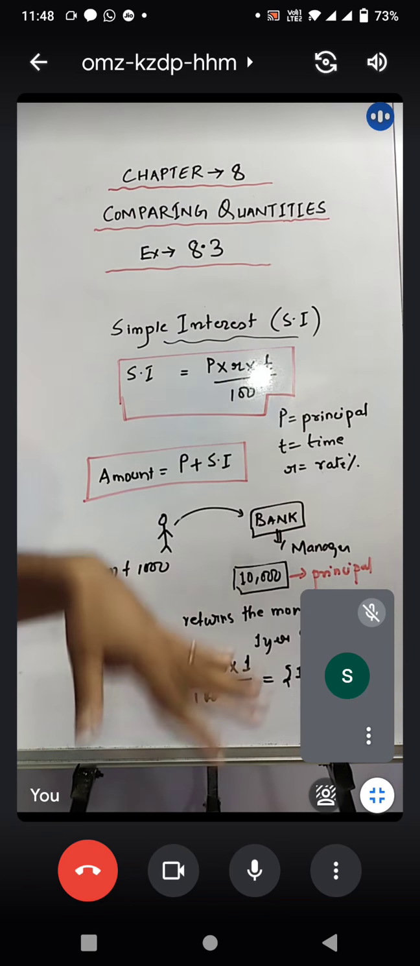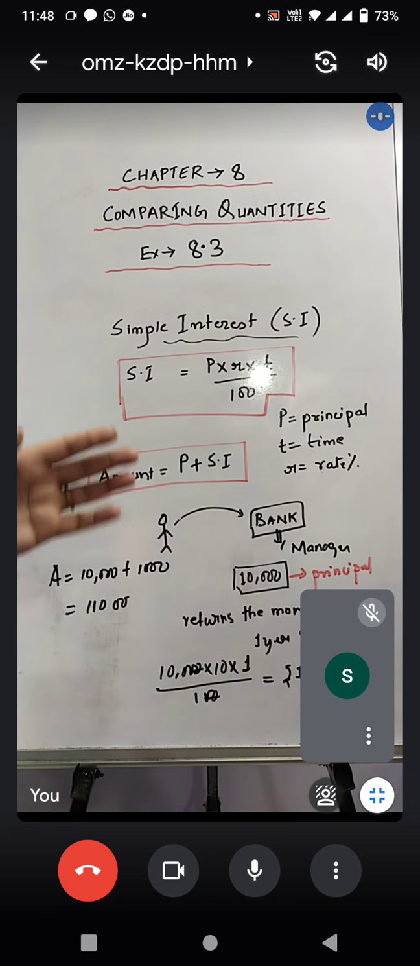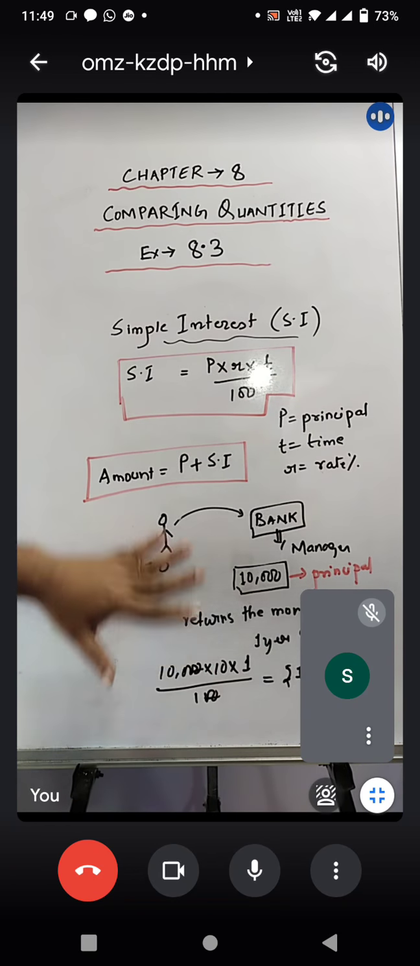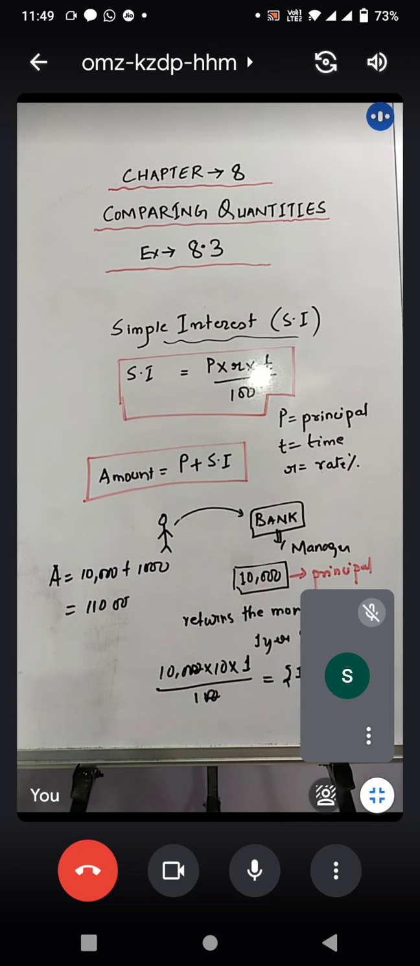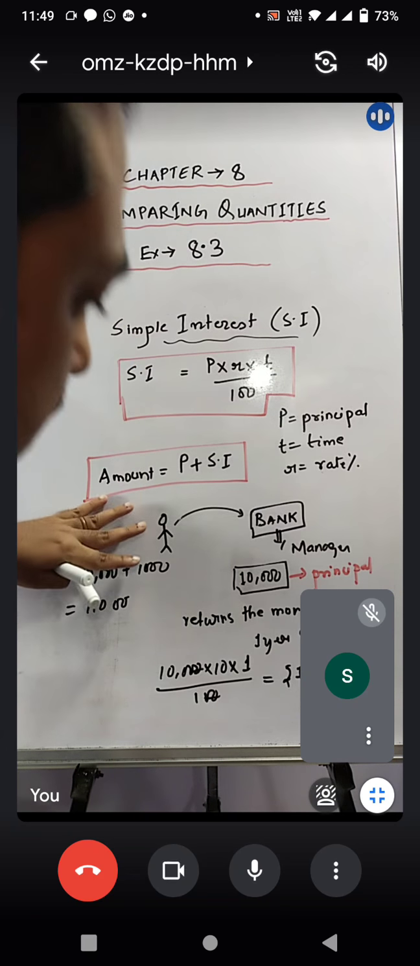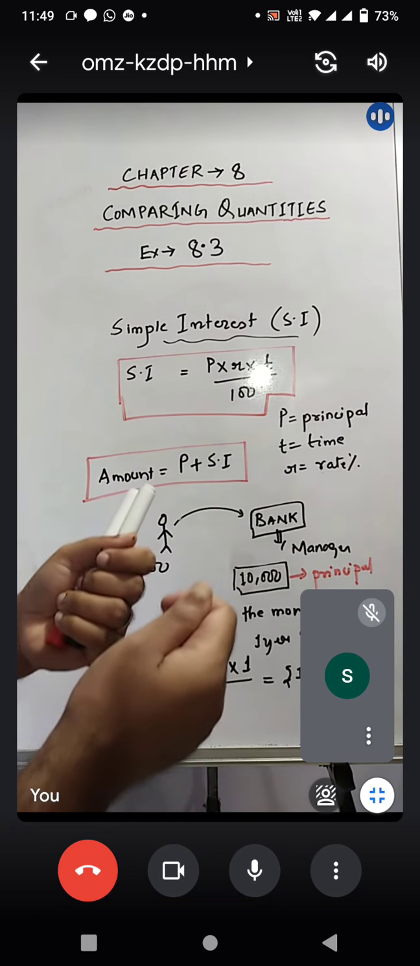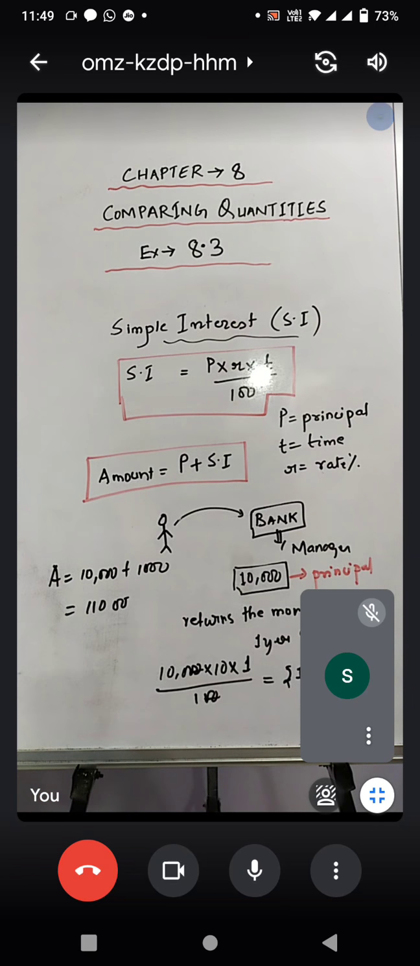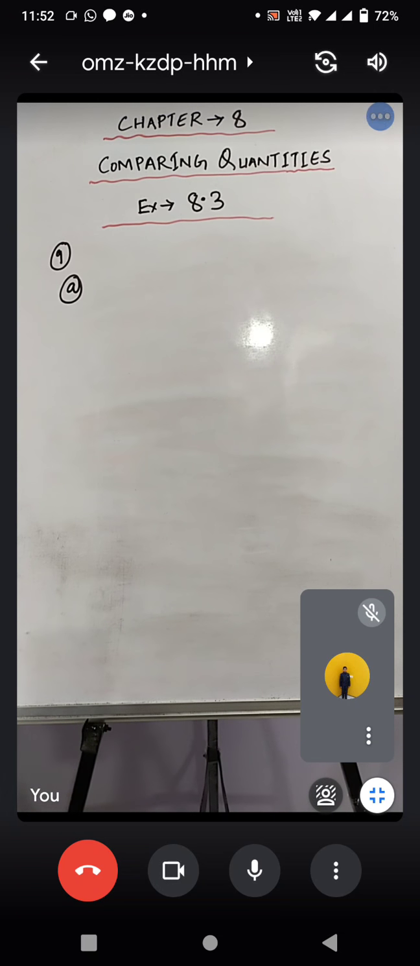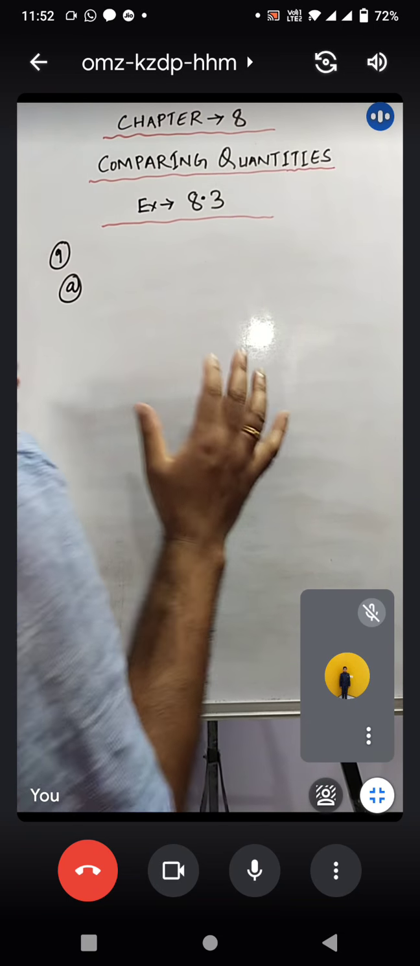There are many more stories that will come gradually, but these are the basic things that happen with simple interest and amount. I hope everyone has understood. Now I believe that once you have heard this, if you have understood this whole thing, then it will be much easier for you to do question number 9. So now let's do question number 9, sum number A.